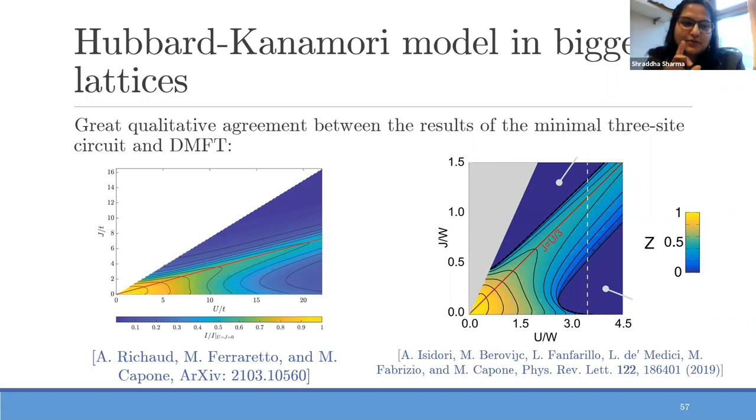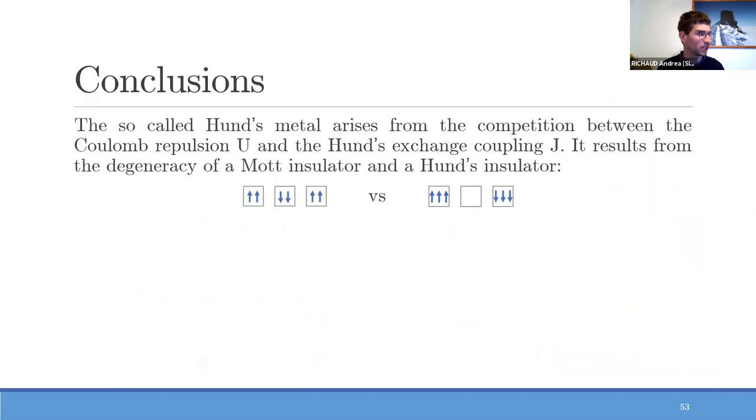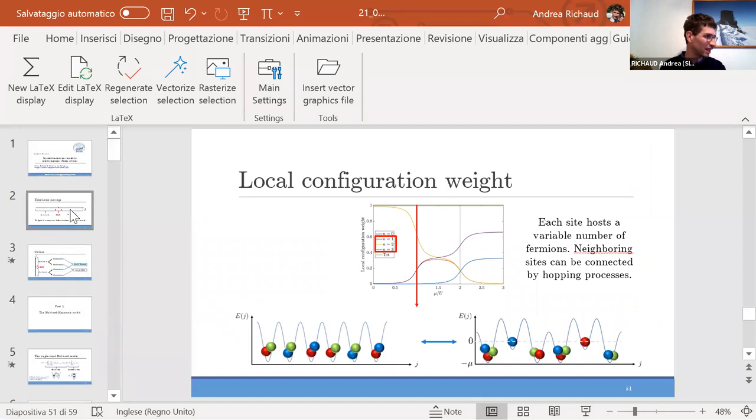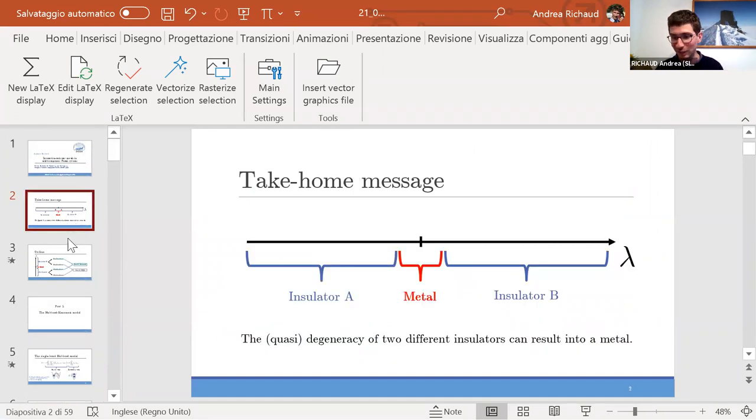So just to conclude, it's not really true that any two insulators will have a metallic transition in between. For example, between this gray and blue region, there is... No, it's not a general statement at all. Okay, good. Here in the take-home message, I wrote can result into a metal. Yeah, it's not for sure. Okay, thank you. There are specific conditions to meet if you want this to be true.